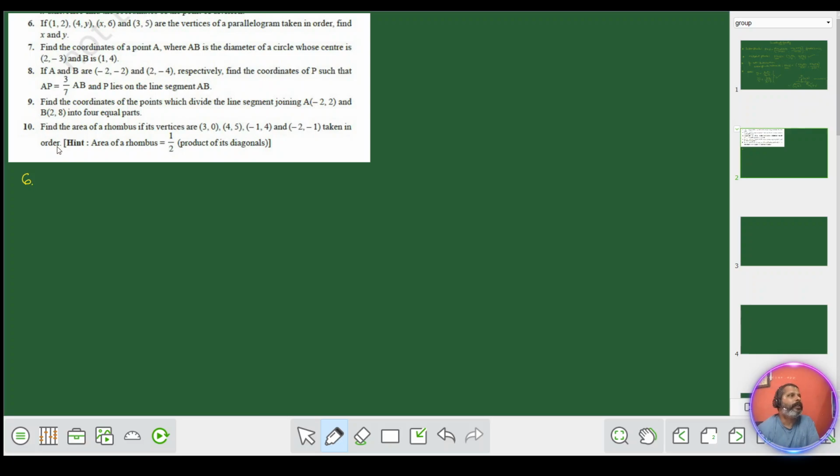If the points (1, 2), (4, y), (x, 6), (3, 5) are given, these 4 points are the vertices of a parallelogram taken in order. Find x and y, they have asked.